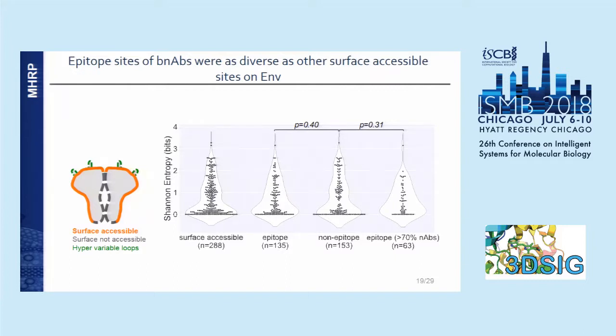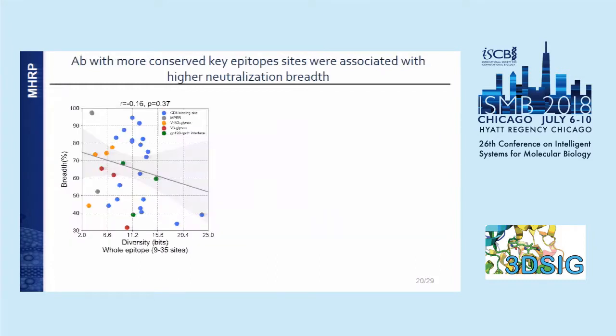We can see that those epitope sites are not so different from non-epitope sites. The distributions of the two groups are not significantly different. Considering that some of the antibodies in our data set are not so broad, and may neutralize only 30% of circulating viruses, we also tried limiting to antibodies that can neutralize over 30% of circulating viruses. We still found that the epitope sites of those broadly neutralizing antibodies show no big difference from non-epitope sites. So if we pool those epitope sites together, they seem just as diverse as other surface accessible sites. That is for individual epitope sites.